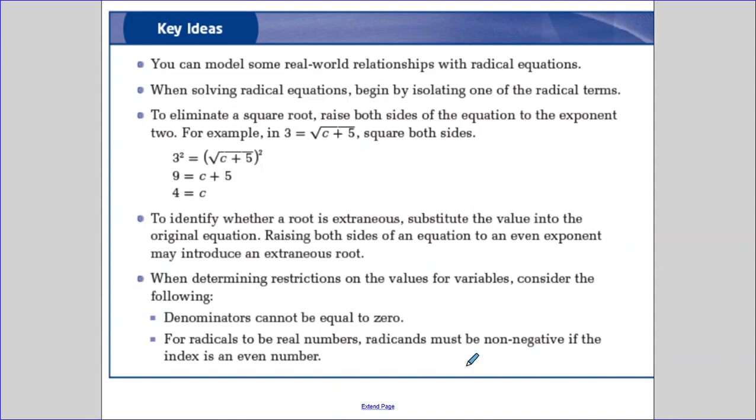This is the last section before the unit test on radicals. So if you have any questions, do let me know, and basically once we're done practicing these, we're going to go through a little test review.